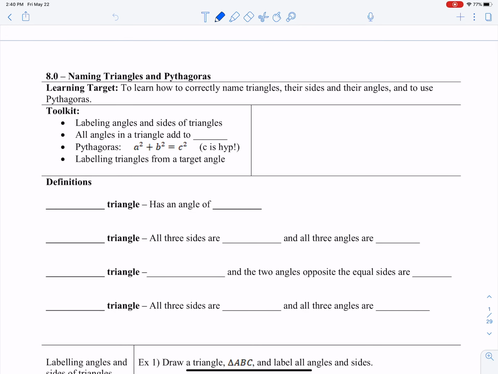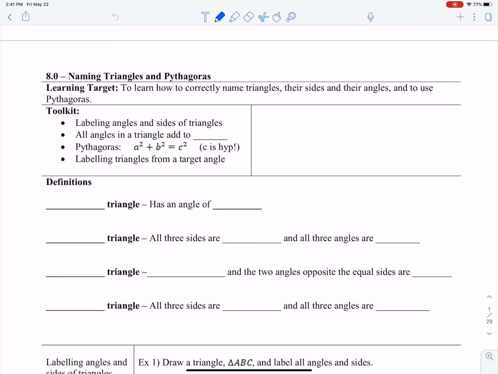This is Chapter 8, Section 8.0, and this is an extra section dealing with naming triangles and Pythagoras. So the learning target is to correctly name triangles, their sides and their angles, and to use Pythagoras.